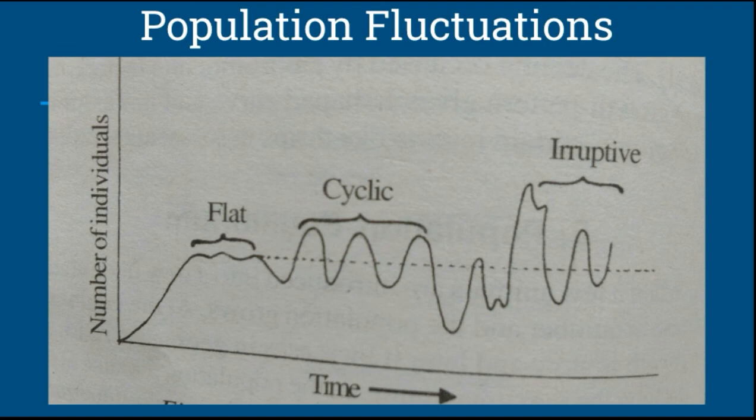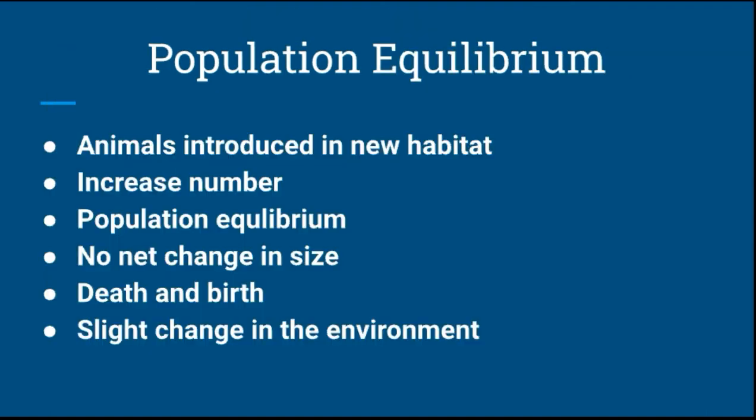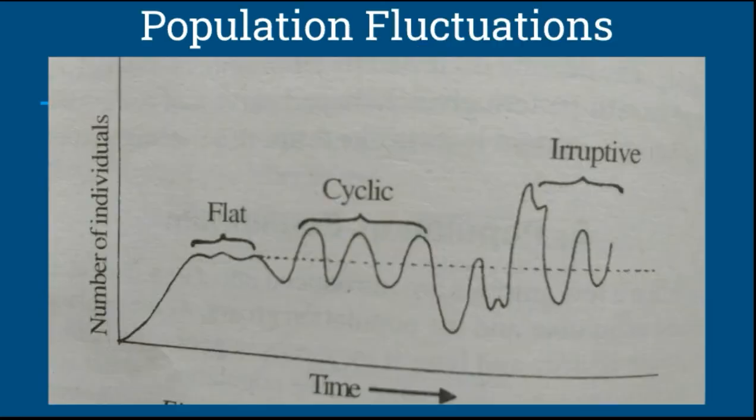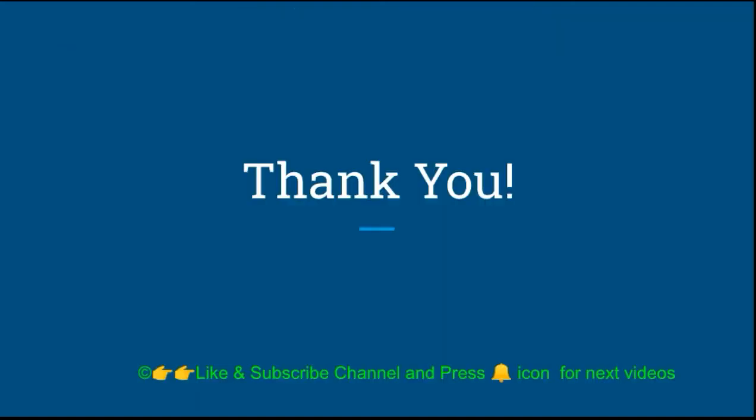So this is population fluctuation. Today we have seen two topics: population equilibrium and, after that, population fluctuation, which we also completed today. So this is it for today, and all the population characteristics are completed. Thank you very much.